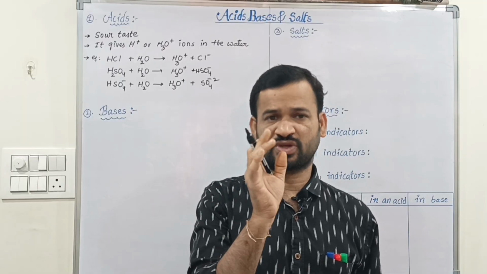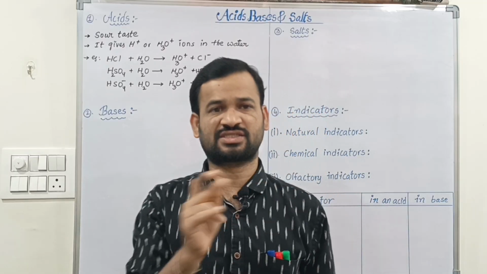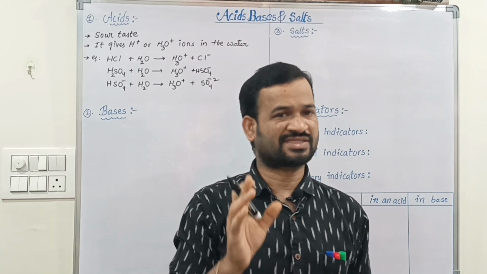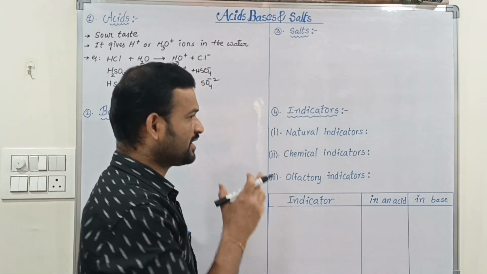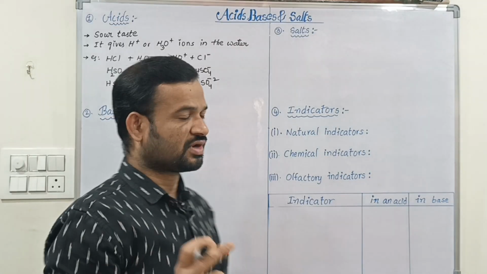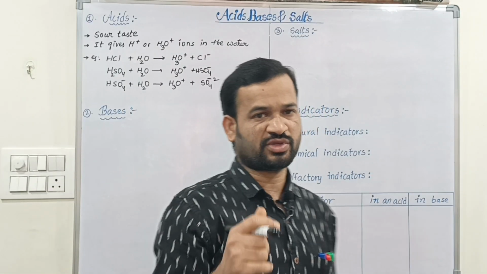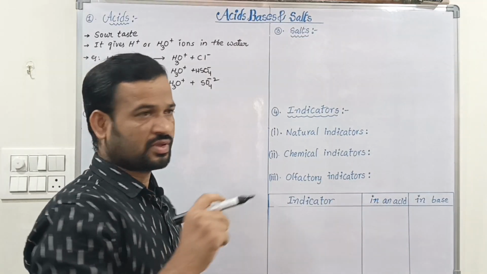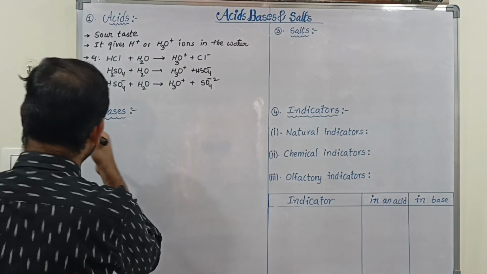Here actually H plus ions do not exist independently because they have more reactivity, so they are unstable. That's why they will immediately react with water molecules to form a hydronium ion, H3O plus ion.